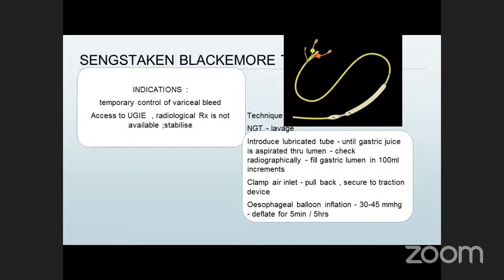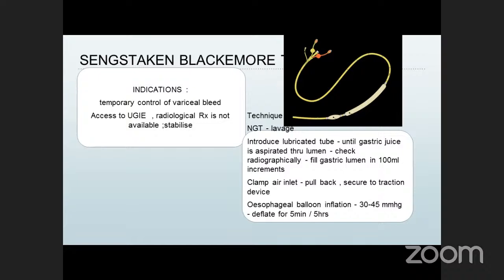But sometimes you would find there is a drastic increase in the pressure, which needs to be continuously monitored using a manometer. Once there is a drastic increase in the pressure, you can suspect the balloon is inside the esophagus. In which case we have to deflate the balloon, advance the tube further, and then again start inflating it.